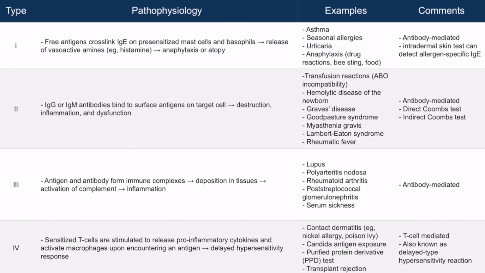This is a table summarizing the 4 types of hypersensitivity reactions. Let's begin by discussing type 1. A type 1 hypersensitivity reaction is an immediate reaction that will occur within minutes after the second exposure to an antigen. In this reaction, free antigens cross-link IgE on presensitized mast cells and basophils, which leads to the release of vasoactive amines, such as histamine, and ultimately culminates in anaphylaxis or atopy.